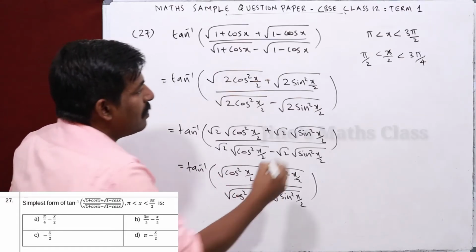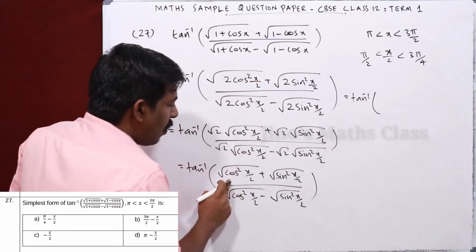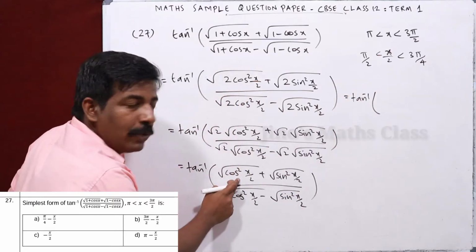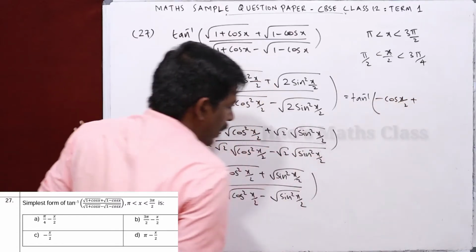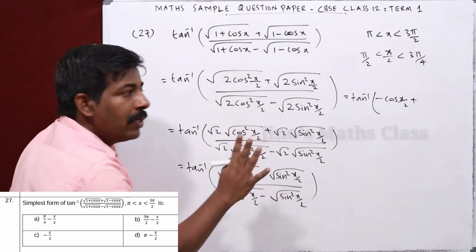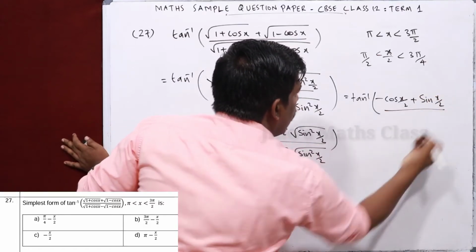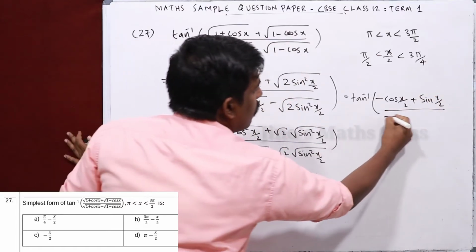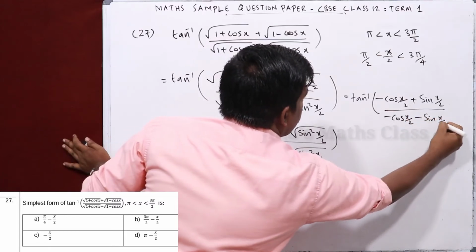That's why when we simplify, we will get tan inverse of square root of cos square x by 2 become minus cos x by 2 plus square root of sin square x by 2 is sin x by 2. Why? Because it is in a second quadrant. Denominator also same, here it is minus cos x by 2 minus sin x by 2.